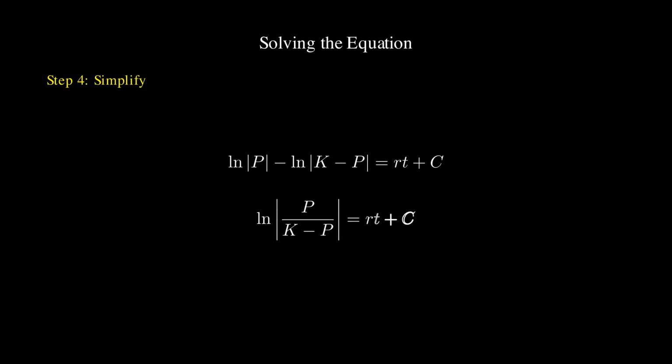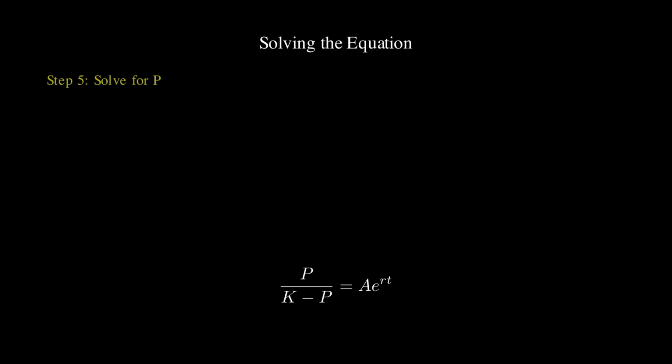Now, using properties of logarithms, we can simplify the left-hand side to ln of p over k minus p, and now we can exponentiate both sides to remove the logarithm and solve for p. Now, e to the rt plus c is just going to be e to c times e to the rt, and using the fact that e to some constant is just some other constant, we can write this as a e to the rt, where a is our new constant. The left-hand side also simplifies because e to the ln x is just x, and so we'll get p over k minus p equals a e to the rt.